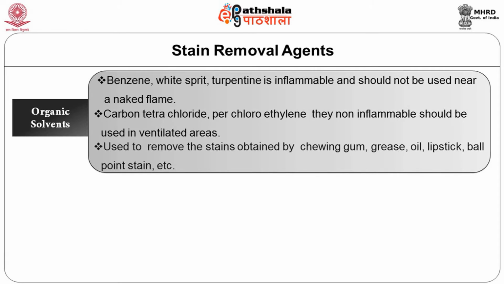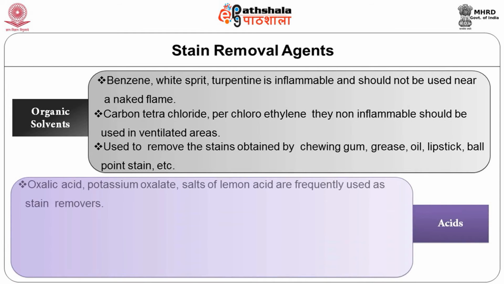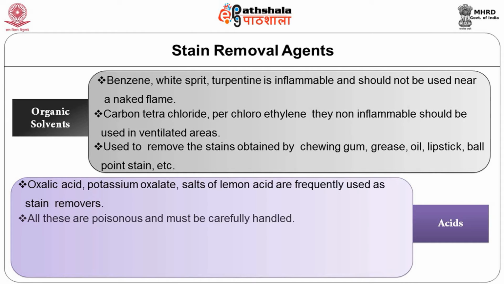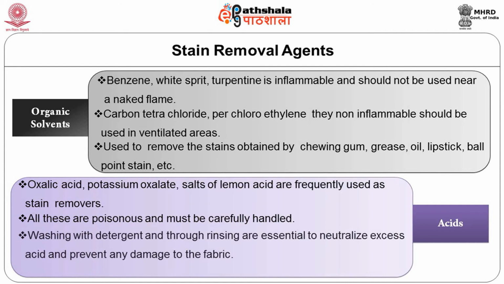And this is being used to remove the stain obtained by chewing gum, grease, oil, lipstick or ball pens or any type of stains. The next one is the acid. Under the acid, some of the examples are oxalic acid, potassium oxalate, salt of lemon acids, which are frequently used as stain removers. All these are poisonous and must be carefully handled. Washing with detergent and rinsing are essential to neutralize the excess acid and prevent damage to the fabric. Acids are used to remove metal stain, rust, blood and iron stain.